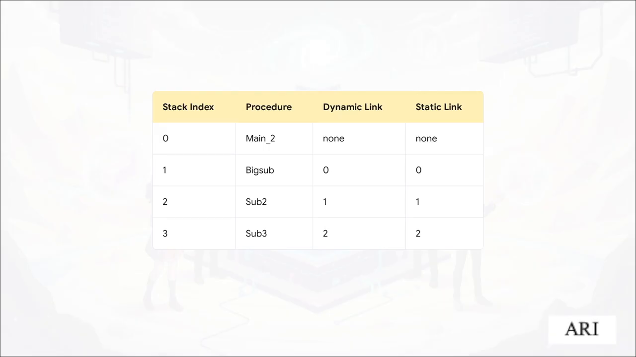Inside sub2, we now call sub3. What happens? You guessed it, another ARI gets pushed onto the stack. The ARI for sub3 has its dynamic link pointing to sub2, its caller, and its static link also pointing to sub2, its lexical parent. Our little tower of ARIs is growing steadily.